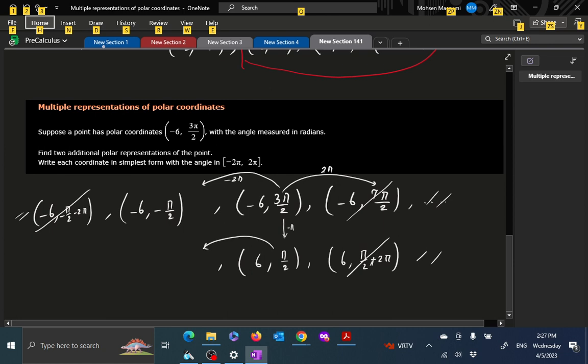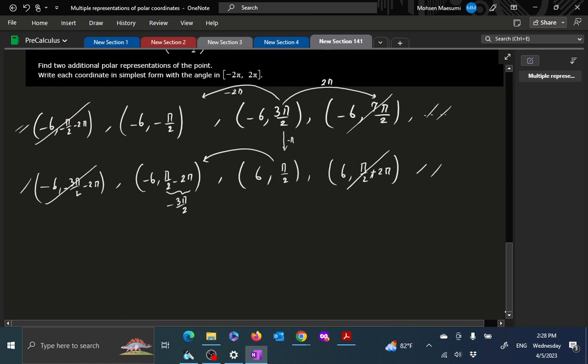Going the other direction, we subtract 2 pi, so it becomes minus 6 and pi over 2 minus 2 pi, so that becomes minus 3 pi over 2. That's acceptable, but if you go one more round, minus 6 and this is minus 3 pi to minus 2 pi again, that will be outside of our filter and it's going to be excluded.